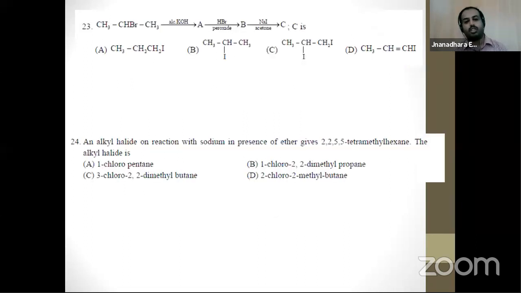Yes, a couple of questions on this. Question number 23. You have a haloalkane, 2-bromopropane. You are reacting it with alcoholic KOH. You know what kind of reagent alcoholic KOH is. Then you are treating it with HBr in presence of peroxide. You know which route the reaction takes. And then you are treating it with sodium iodide and acetone. Can anyone tell me what the product C is? In these questions you are given a sequence of reactions and you are supposed to find the final product. So you should find the products that you get in the preceding steps. Anybody with the answer?